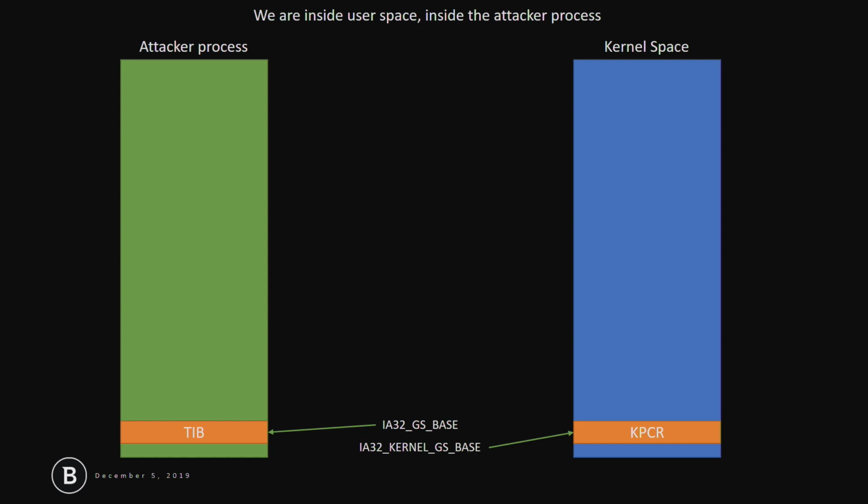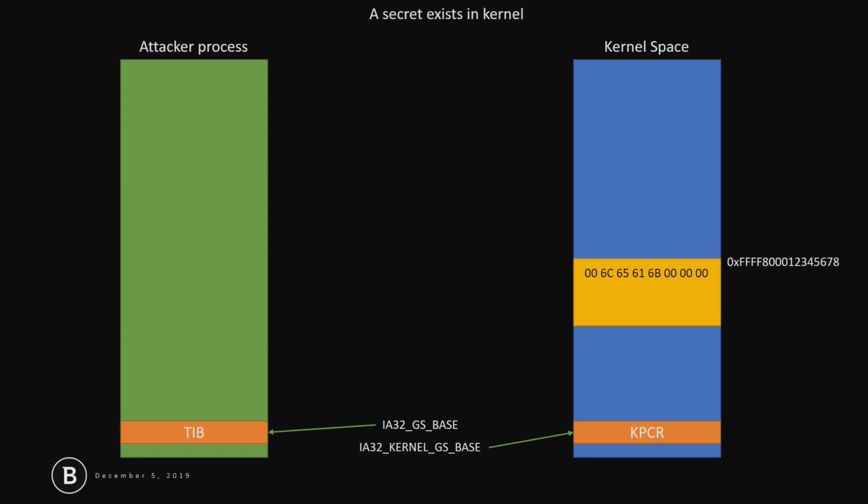We have the user space, the attacker process, and we have kernel space. The GS base points to the thread information block. We have the inactive kernel GS base pointing to the KPCR. We have a secret value inside the kernel space, and this time we have no idea what that value is. Unlike the first scenario, where we wanted to see if that value is located at that address, this time we don't know anything about this value.